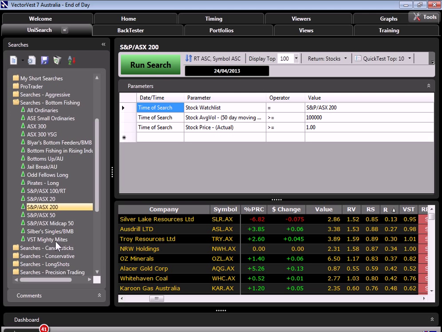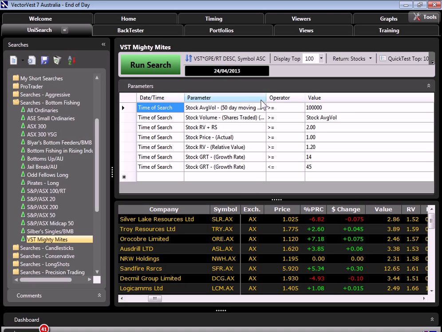And then we have VST Mighty Mites, which looks for shares that trade above 100,000 shares on volume, that the shares traded that day needs to be greater than the average volume. The stock RS plus RV needs to be greater than 2.